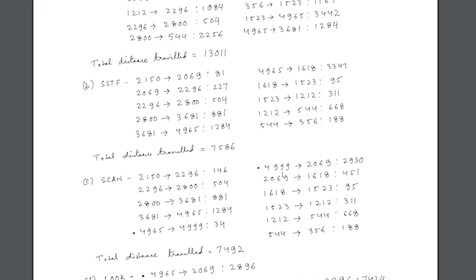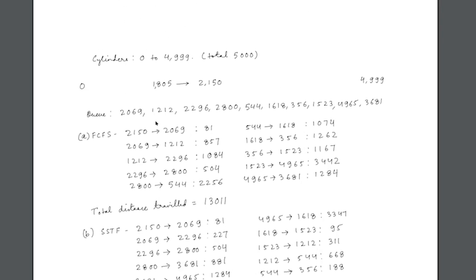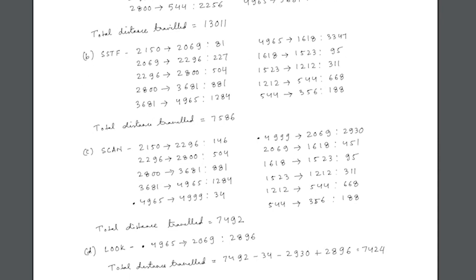From 2069, it is going to go to the next smaller number, because now it is going from right to left. And then it will stop at 356. From 356, I'm not going to go to 0, because at 356, all the requests have been successfully handled. Of course, in real disks, the heads always keep going from 0 to 4999 and back. But here our queue is limited, so we are going to stop at 356. And the total distance is a sum of all of these numbers over here, and you have 7492.